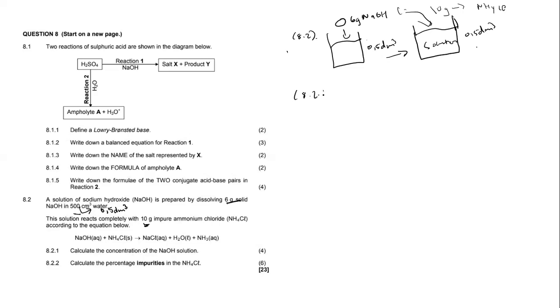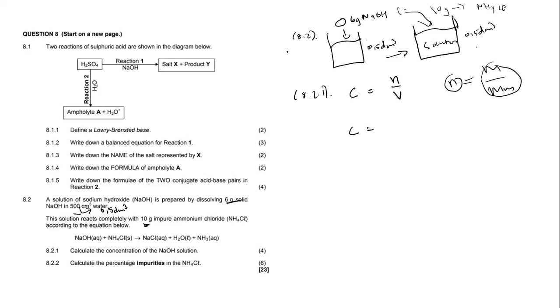So to answer question number 8.2.1, to calculate concentration, we know that we use the formula C = n over V. In order to determine the concentration of sodium hydroxide, we have the volume, which is 0.5, but we do not have the number of moles. Instead, we have mass. We have a formula to convert mass into number of moles: number of moles equals mass over molar mass. Because I do not have the number of moles, I'm going to substitute it into this equation.